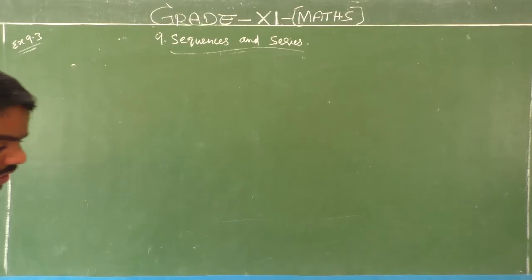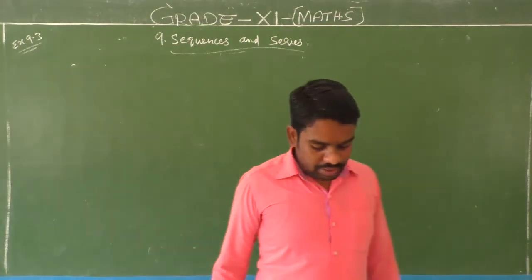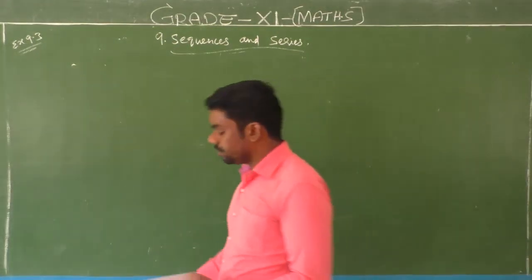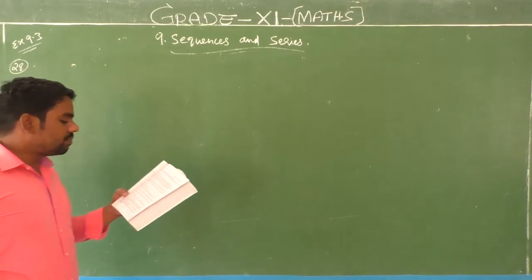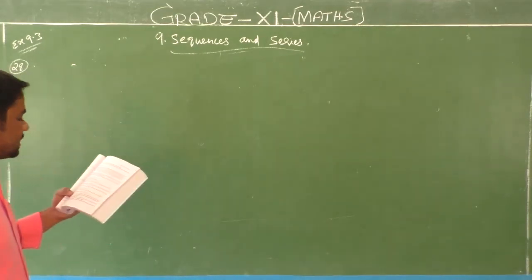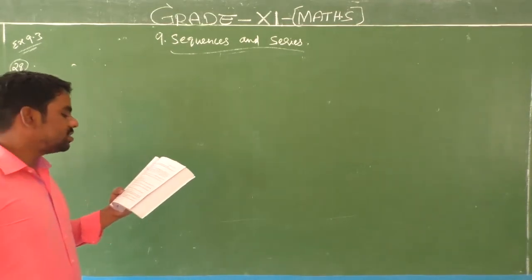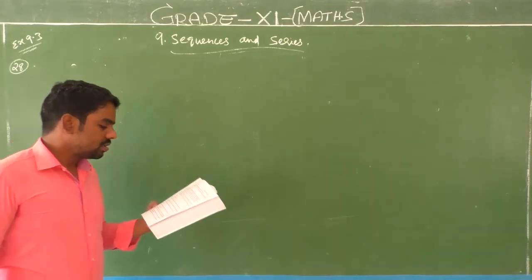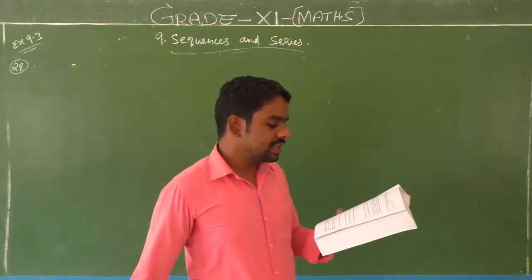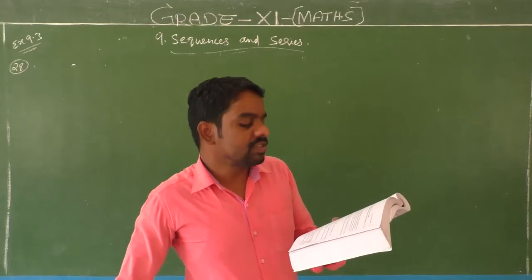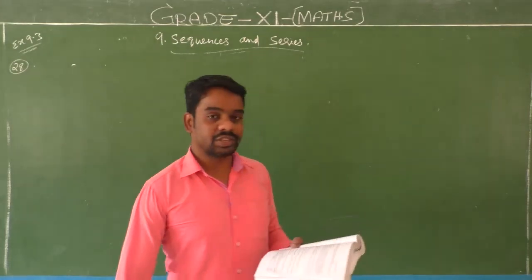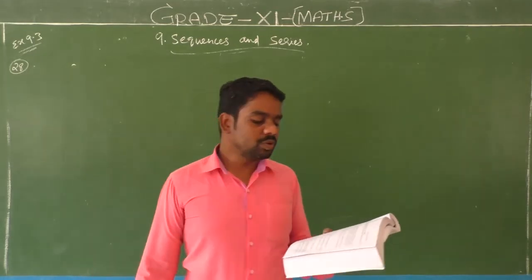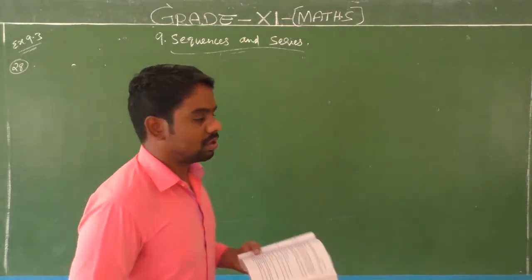Right. Next question. Question number 28. The sum of two numbers is 6 times their geometric mean. Show that the numbers are in the ratio 3 plus 2 root 2 is to 3 minus 2 root 2.